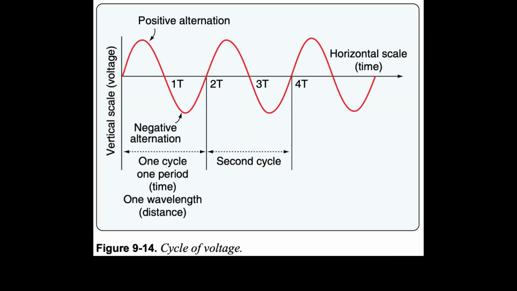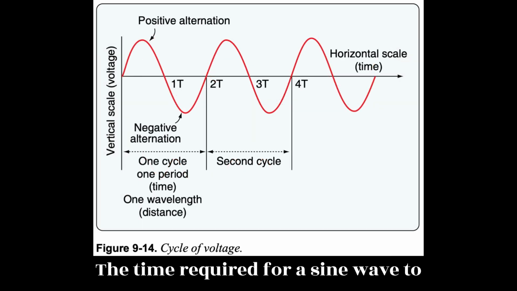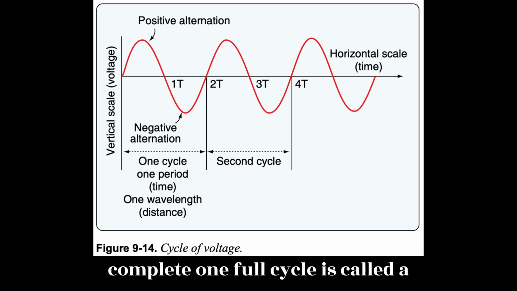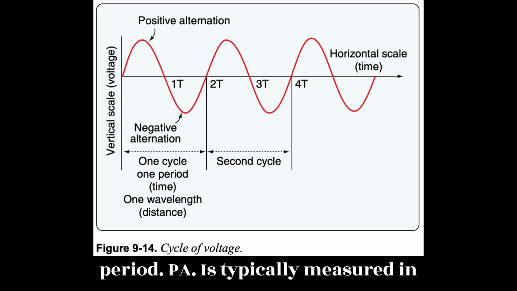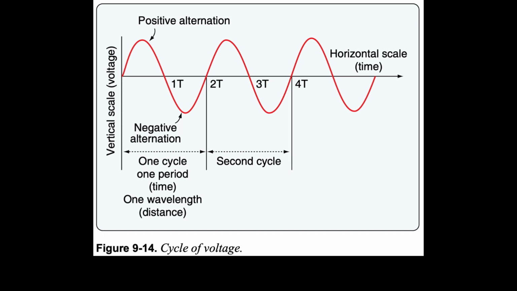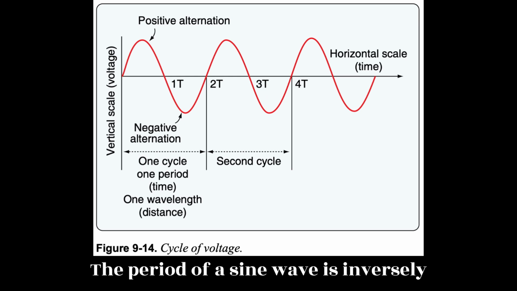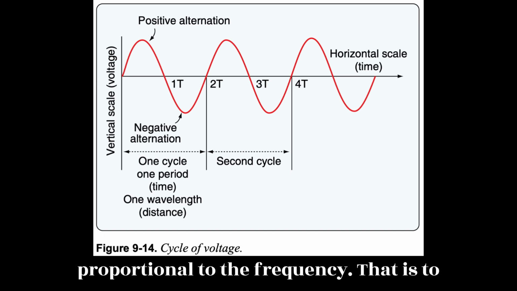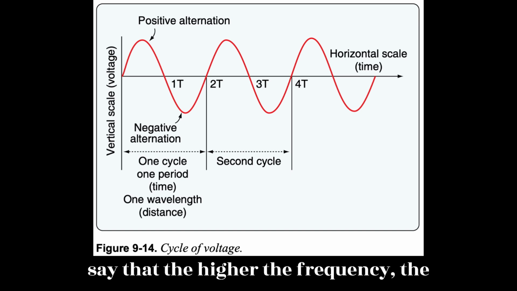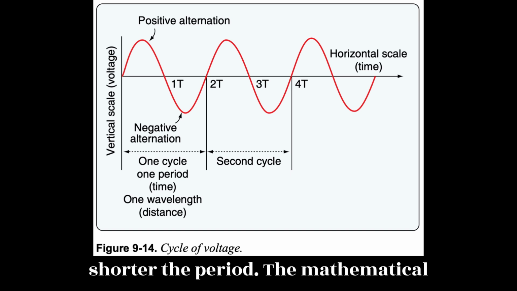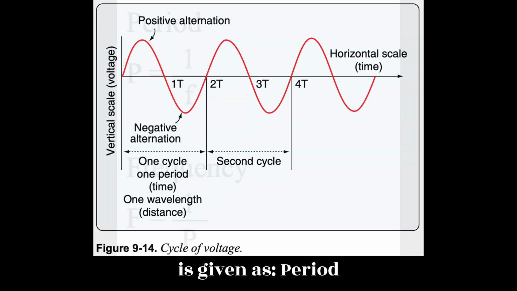Period defined. The time required for a sine wave to complete one full cycle is called a period, P. A period is typically measured in seconds, milliseconds, or microseconds. Figure 9.14. The period of a sine wave is inversely proportional to the frequency. That is to say that the higher the frequency, the shorter the period. The mathematical relationship between frequency and period is given as period P equals 1 divided by F. Frequency F equals 1 divided by P.